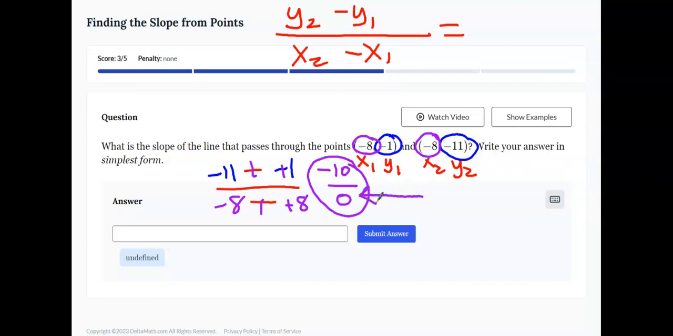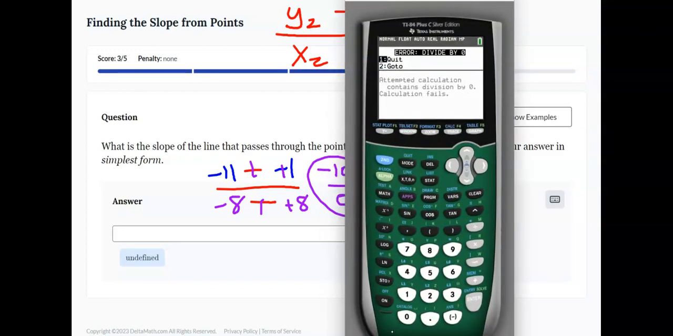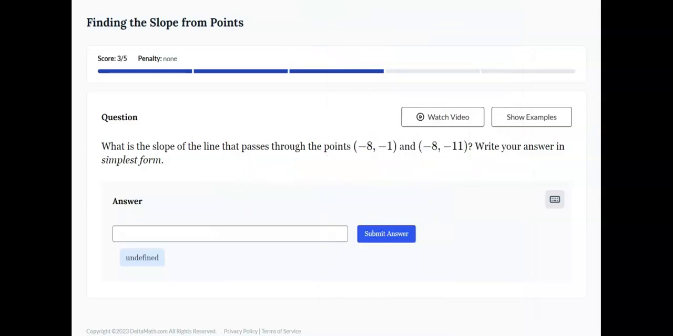So a 0 in the denominator is undefined because you cannot divide by 0, which is why my calculator said divide by 0 error. So instead of typing a number for our answer here, we're simply going to click that undefined button down there and click submit.